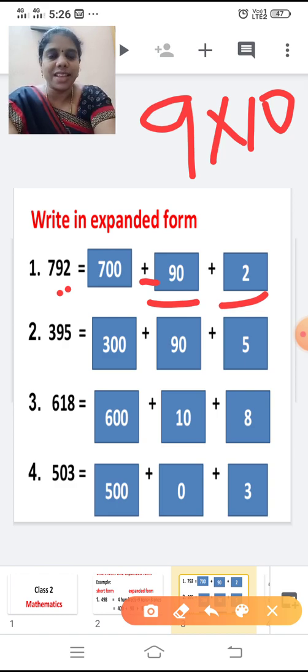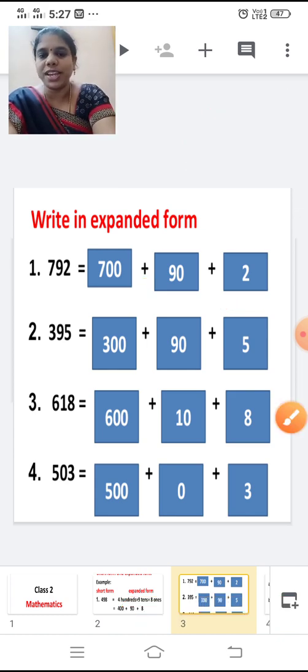I'll repeat it one more time. 792. 7 in the hundreds place, 9 in the tens place, 2 in the ones place. So how to write the expanded form? 7 is in the hundreds place, so 700, plus 9 in the tens place, 9 into 10, 90, plus 2 in the ones place, 2 into 1, 2. So the answer is 700 plus 90 plus 2. We'll move on to the next sum.